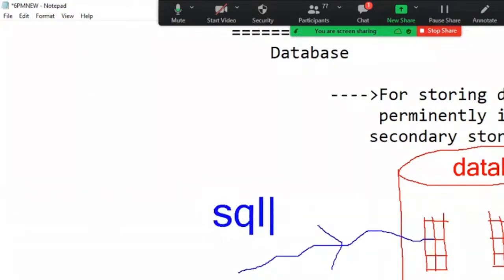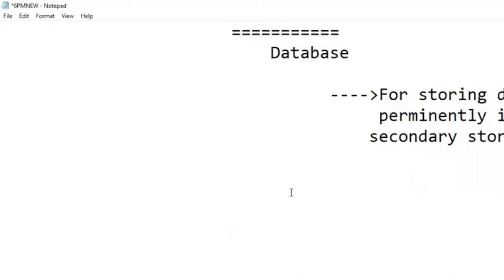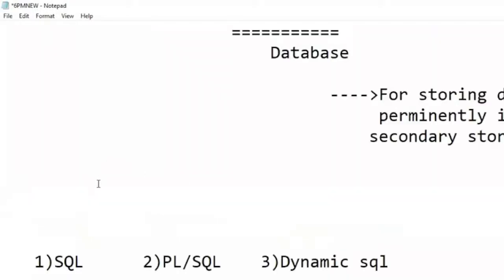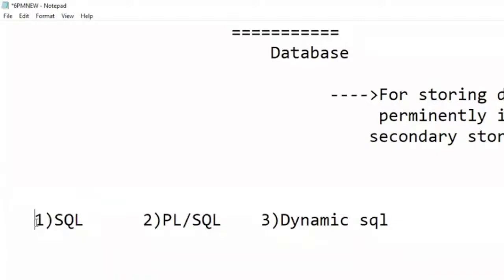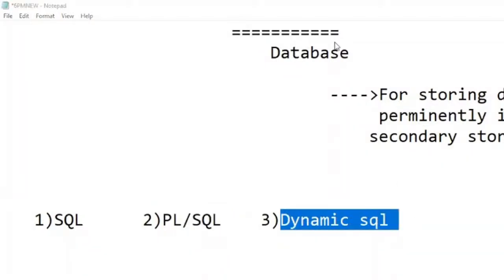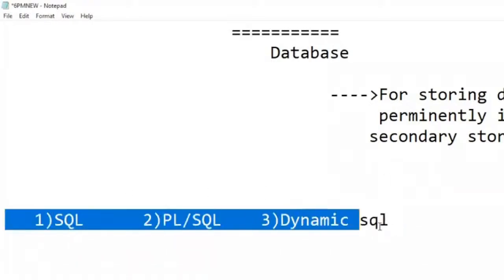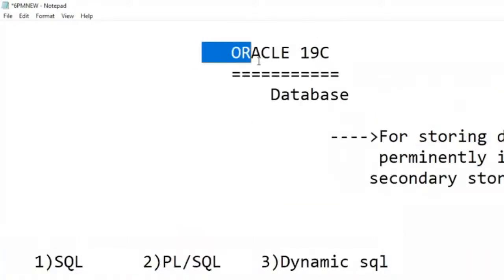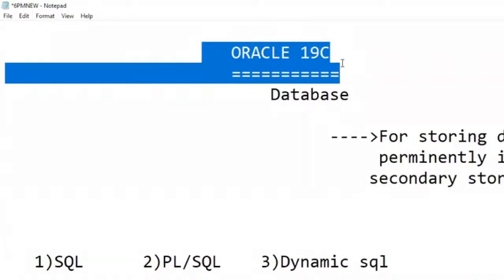Yesterday, up to this point, I was telling you a small thing only. What I told yesterday is that if you want to operate this Oracle software, we use SQL, structured query language. Another language is PLSQL, procedural language extension for SQL. Another language is dynamic SQL. Through these three languages, we operate this Oracle software in your companies.